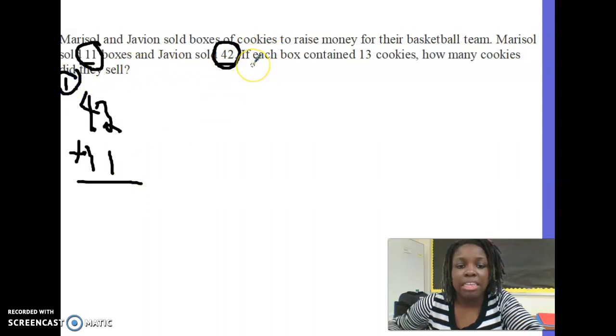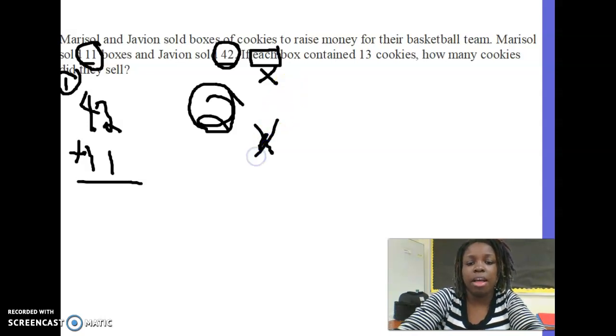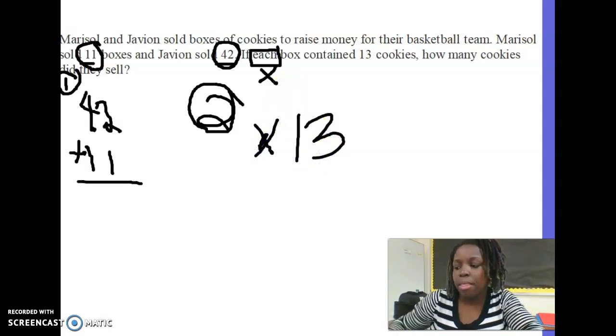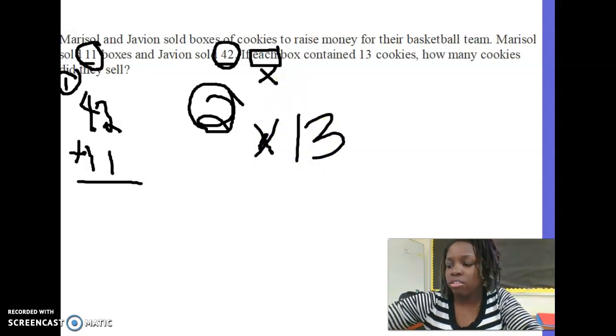Then, if each box contained 13 cookies, how many cookies did they sell? So if each, I'm going to box each because I see that's a key word. Each box means to do what? Great, multiply. So I know I'm multiplying. Each box contained 13 cookies. So whatever I get, my next step is I have to times it by 13. I know that. So I'm going to go ahead and start solving this problem.